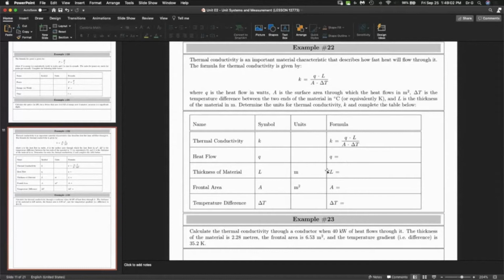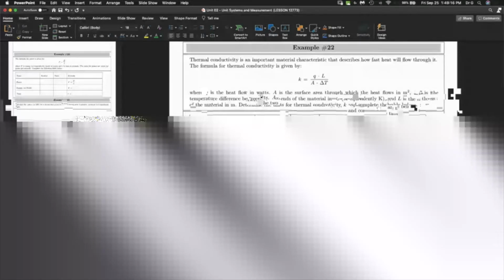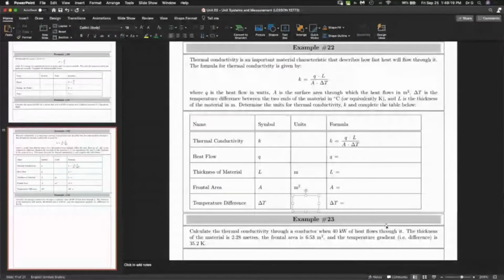Let's write down the units for these things. So I'm going to start with temperature difference. What are the units for temperature difference? If you're wondering, you're not a psychic. Yeah, in the question somewhere. Okay, yeah. Celsius, very good, Shazad.